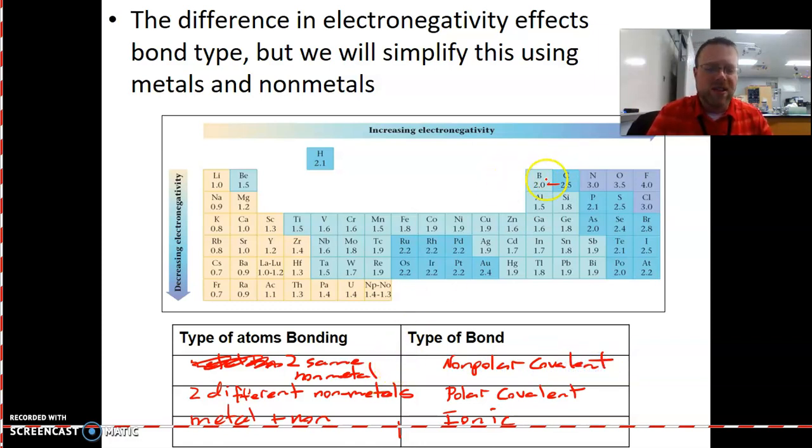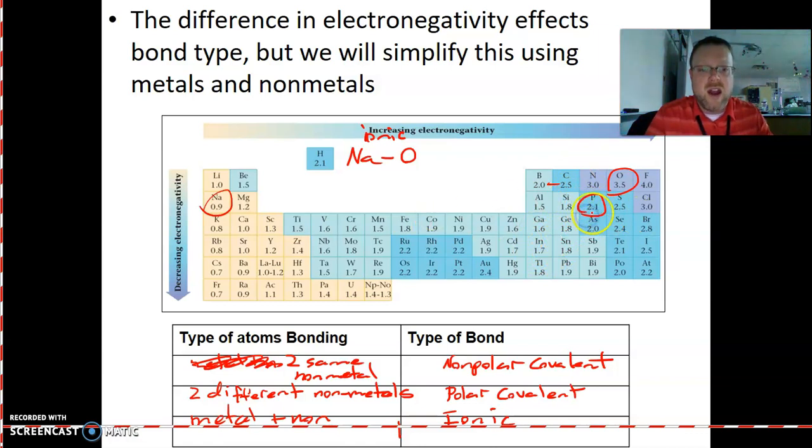Okay, so here are some examples of each type. Suppose I had a bond between sodium and oxygen. Sodium is a metal and oxygen is a nonmetal, so this is going to be an ionic bond. If I had a bond between, say, phosphorus and oxygen, those are two nonmetals, but they're two different nonmetals. This bond would be a polar covalent bond.